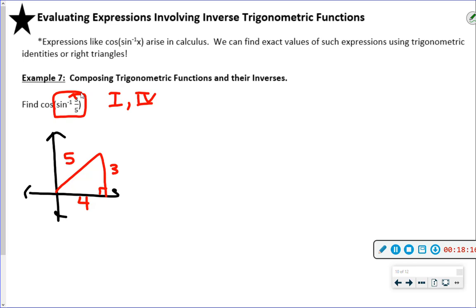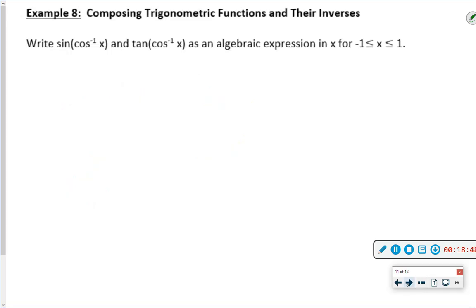Now, final answer. I want the cosine of that triangle. What sides represent cosine? Adjacent and hypotenuse. So 4 over 5, final answer, we're done. Yes. So it looks crazy, but it's very simple. What's in parentheses you use to make the triangle, and then you identify the sides of the trig ratio on the outside. So let's do a couple others.